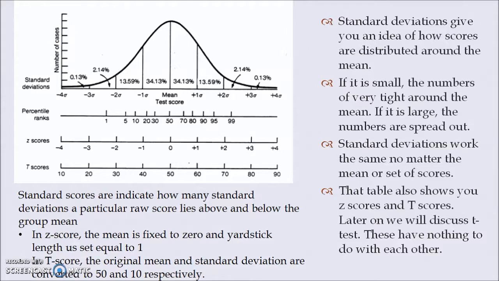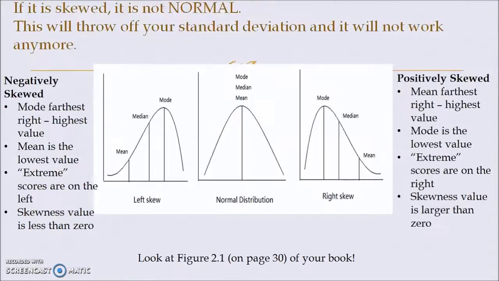Like we said, all of this works when it is a normal bell-shaped curve. But what happens if it is not a bell-shaped curve? It is not normal. It throws off your standard deviation. Pages 29 and 30 are the ones for you to look at.